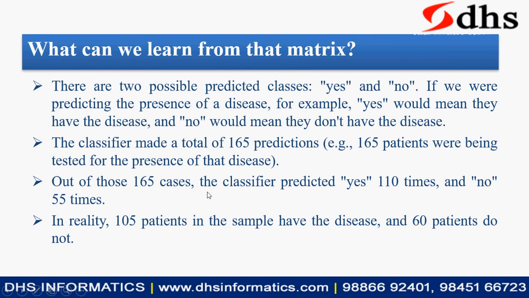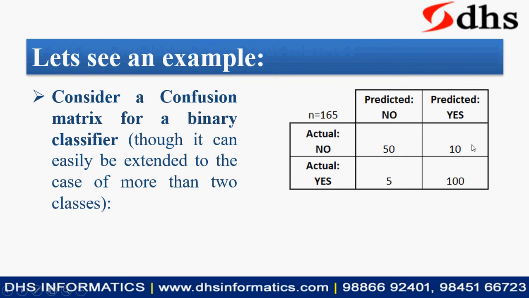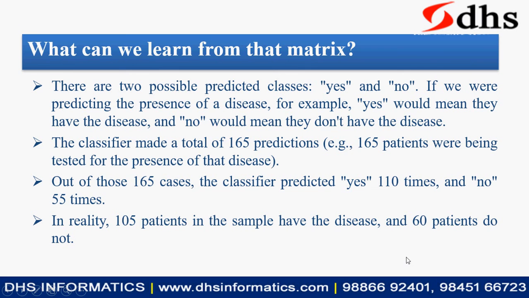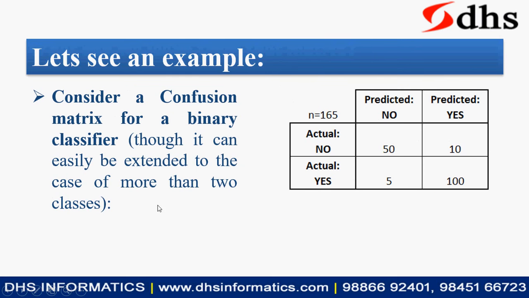Out of those 165 cases, the model predicted yes 110 times and no 55 times. That means yes is 10 plus 100, 110, and no is 55. In reality, 105 patients in the sample have the disease and 60 patients do not. I already explained that. Hope you understand. Do you want one more time? I'm telling you, 60 people are not having the disease, 105 are having the disease. That is actual. This is predicted.